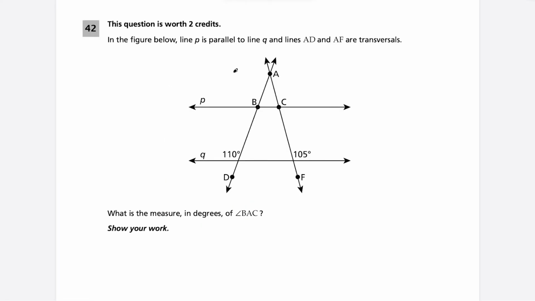Question 42, in the figure below, line P is parallel to line Q, and lines AD and AF are transversals. What is the measure in degrees of angle BAC? Angle BAC is this angle over here.